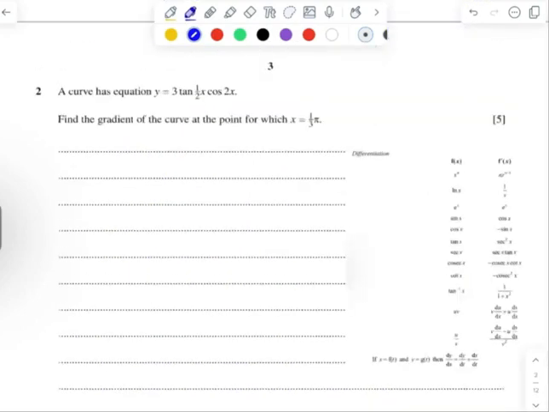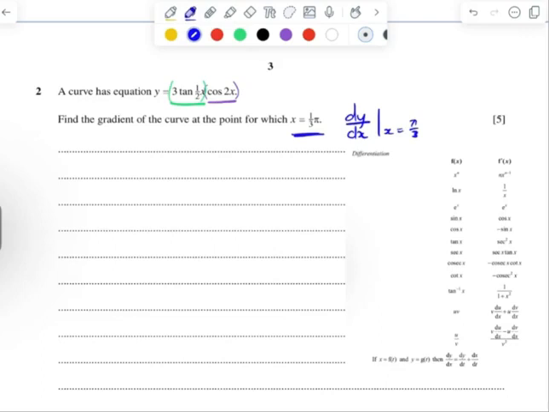All right, jumping right into question number 2. They say a curve has an equation, and then they've got 3 tan half x times cos 2x. So here we've basically got two functions multiplied by each other. Okay, find the gradient of the curve at this specific point. So we need to find dy/dx, where x is pi/3.